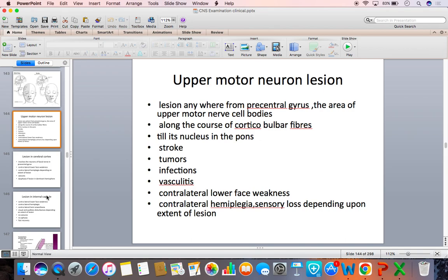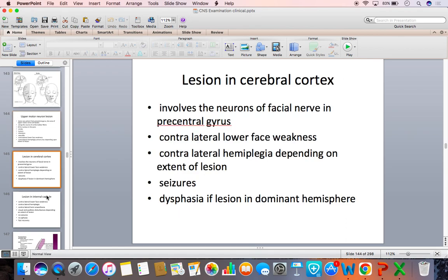So how does it manifest? As the weakness of the contralateral lower face and contralateral hemiplegia, contralateral sensory loss, depending upon the extent of the lesion. So this is all the lesions of the upper motor neurons. The lesion could be in the cerebral cortex.